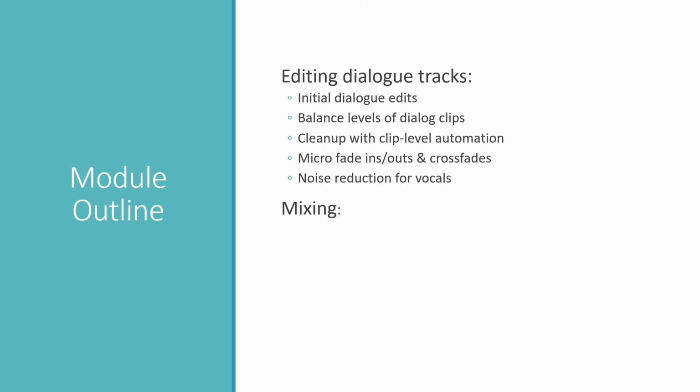Once we're happy with the dialogue tracks, we'll go and mix them in with the other audio elements. When we're mixing elements together, we've got 4 basic building blocks or tools that we can use. We can adjust the volume, the panning, the equalization, and the dynamics. We can also make use of automation to further fine-tune how everything is sitting in the mix.